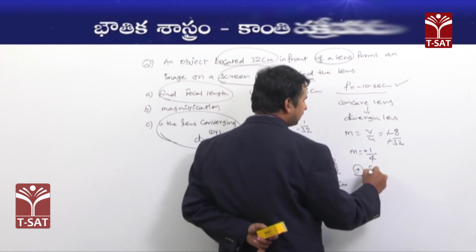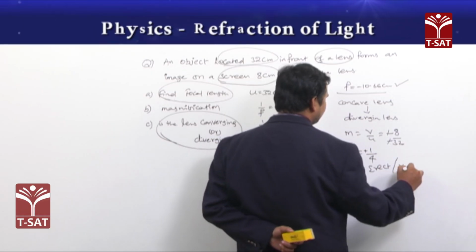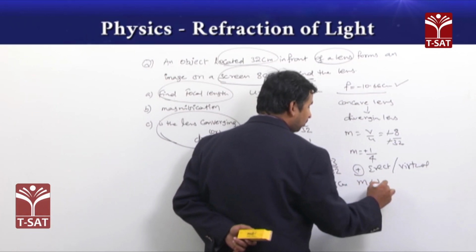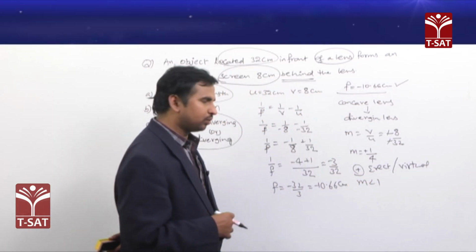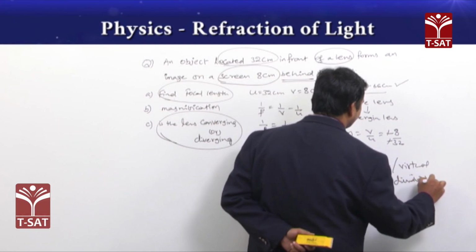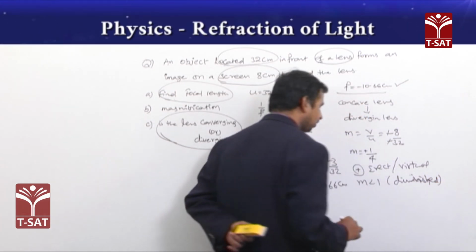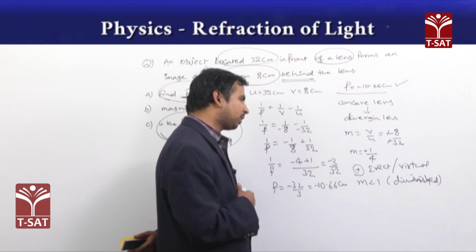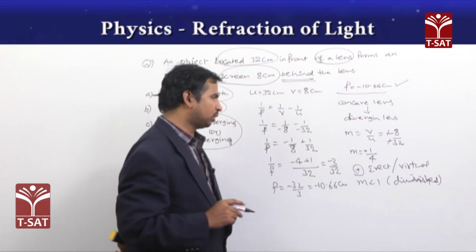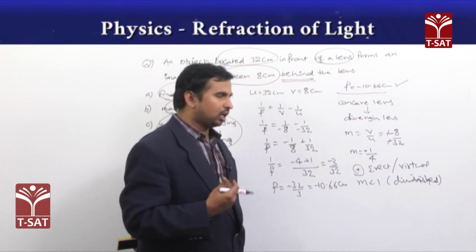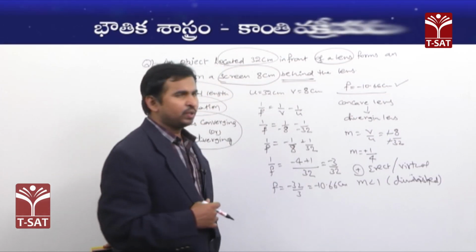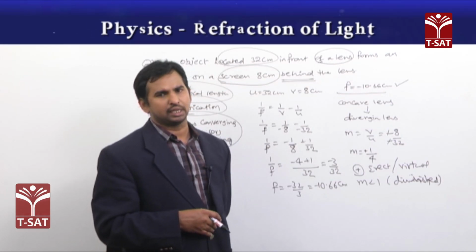This positive represents an erect image or virtual image. Not only that, the m value we are getting is less than 1. As the m value is less than 1, it is considered a diminished image. So finally, as the m value is equal to plus 1 by 4, the magnification factor m is equal to 1 by 4 represents an erect image, a virtual image, and not only that, a diminished image, because we are using a concave lens here, which is a diverging lens.